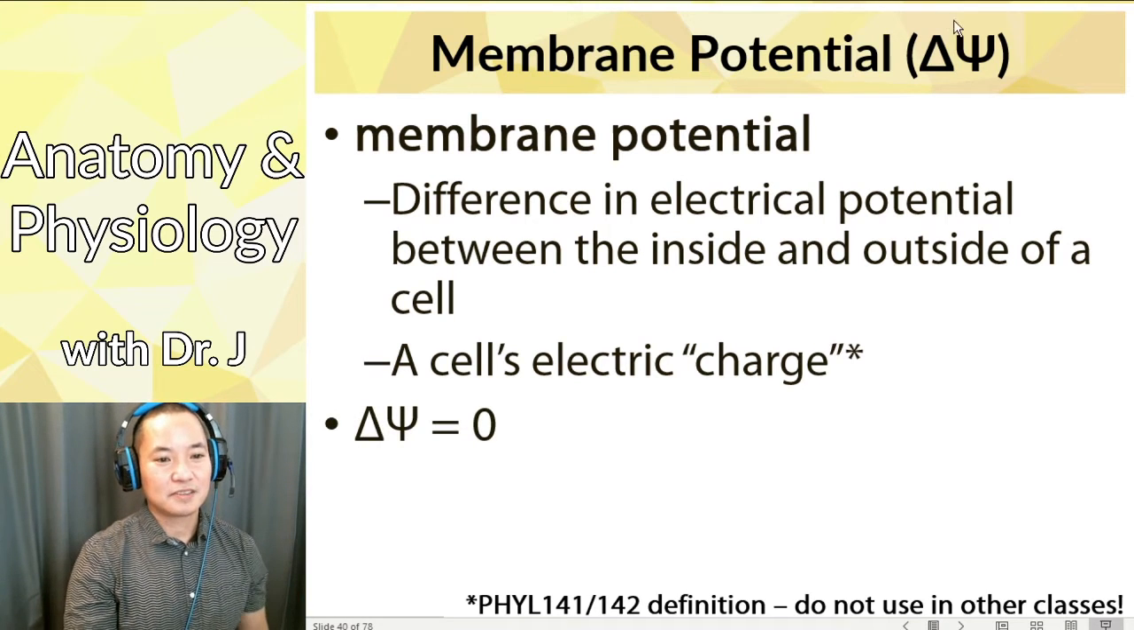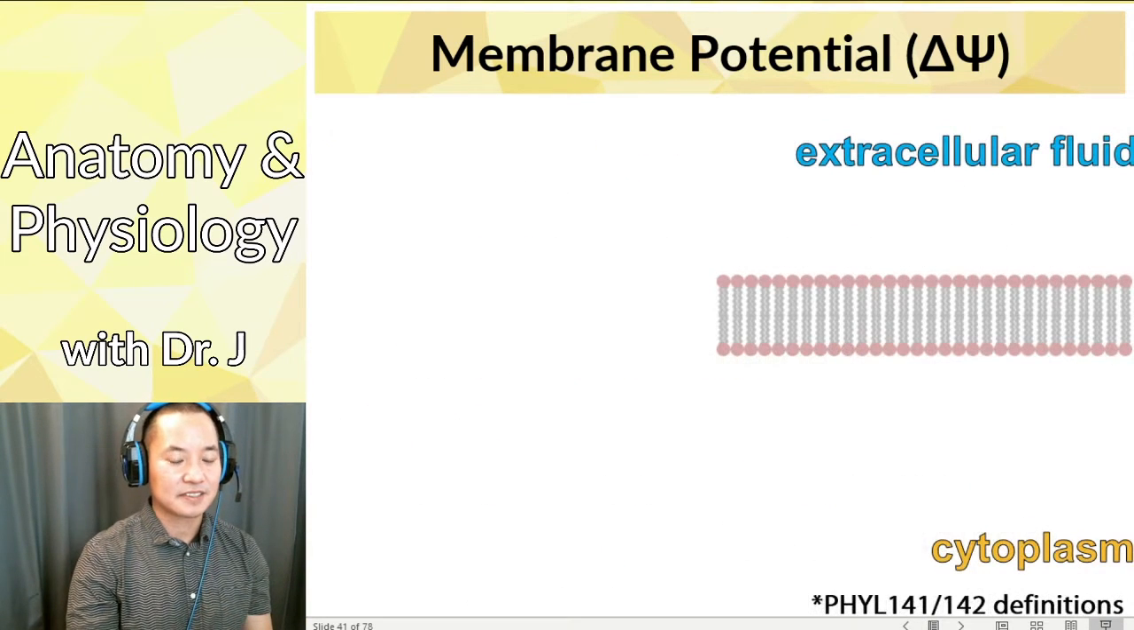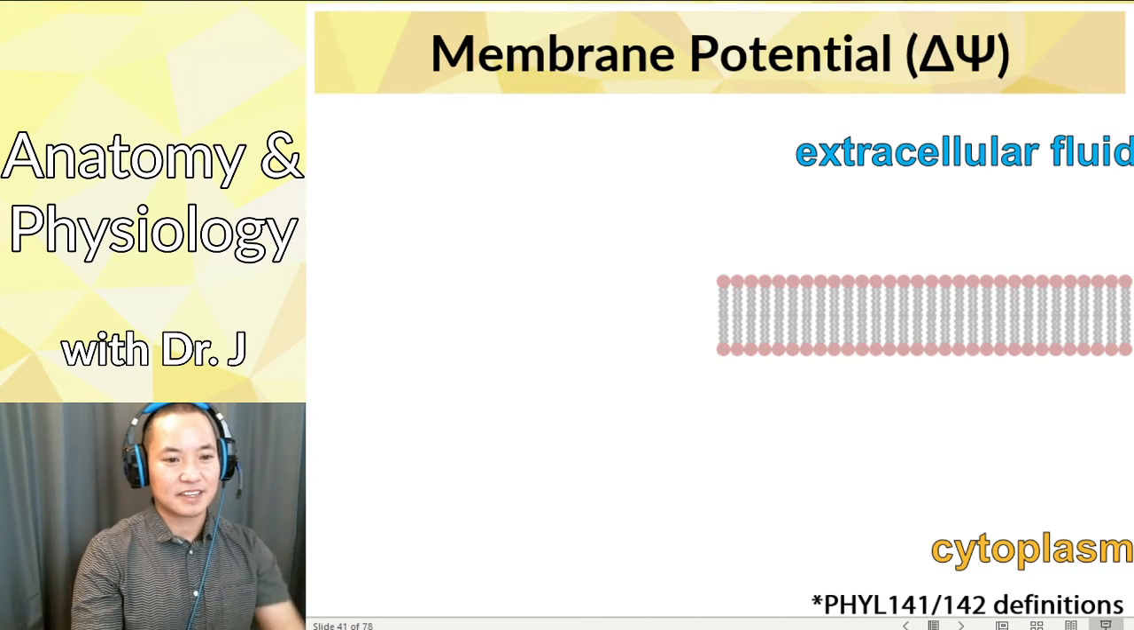Now, this is also an abbreviation you'll see for membrane potential: delta psi. So what happens if the membrane potential is equal to 0? That means it's like when we started in that previous cartoon. The ion charges are equally balanced between the cell and the surroundings. So what would that look like? Well, when it's even, that would require an equal amount of positive and negative charges on both sides of a membrane.